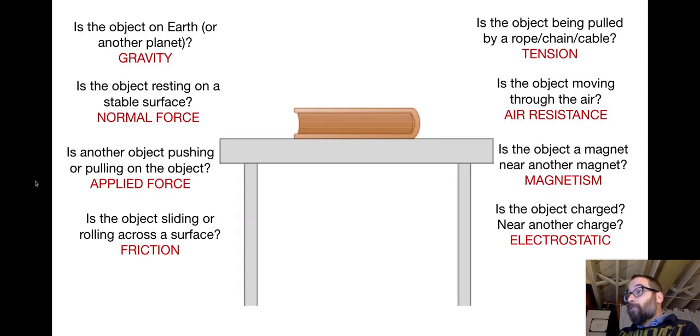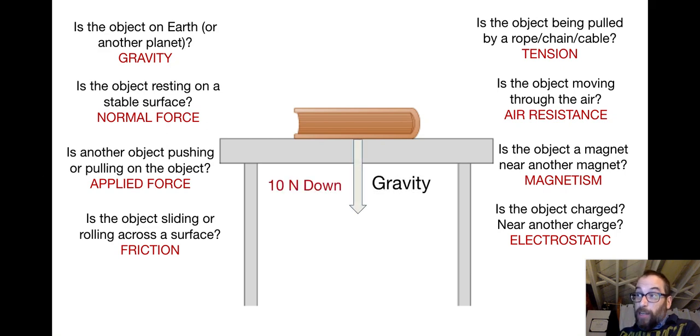These are the 8 questions you can ask yourself to figure out if a particular force is acting on an object. So what we see here is a physics textbook sitting on a table. The first question I can ask myself is this: is the object on the planet Earth? It certainly is. Okay, so that means there is a gravitational force acting on the book, and we'll say that is about 10 newtons acting down.